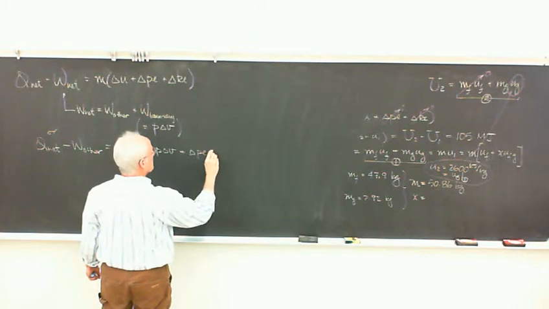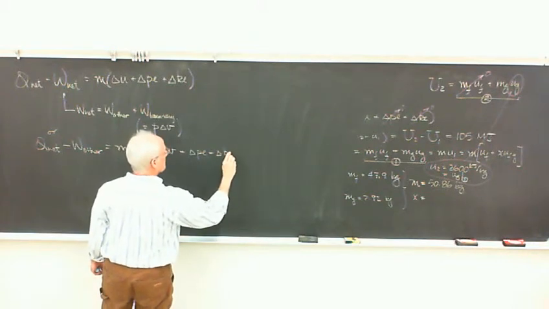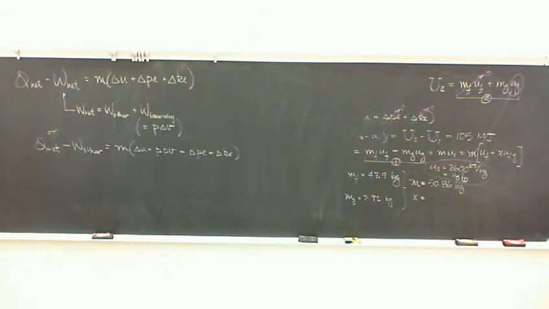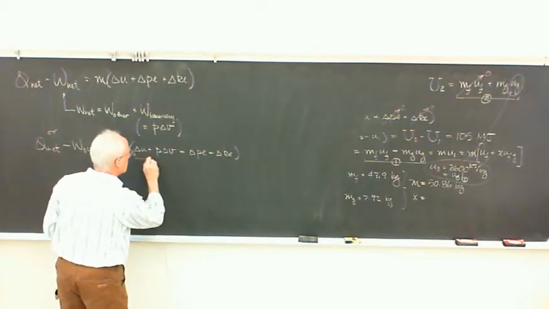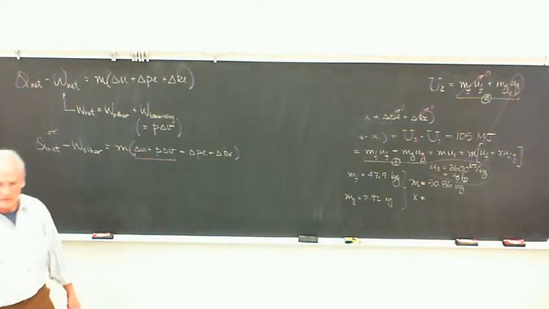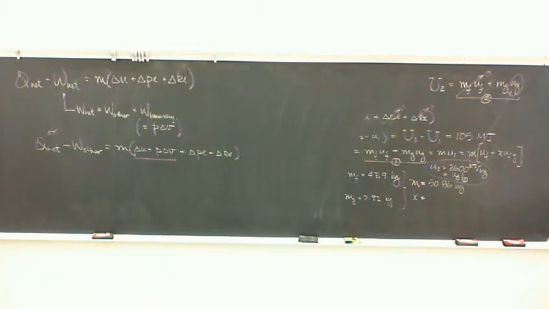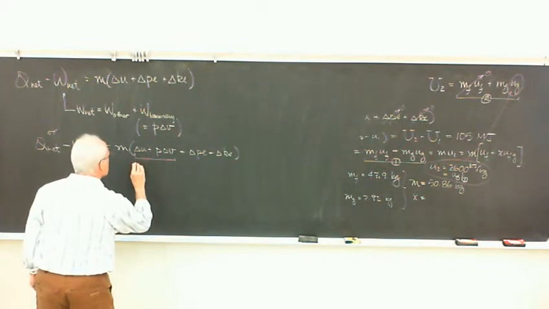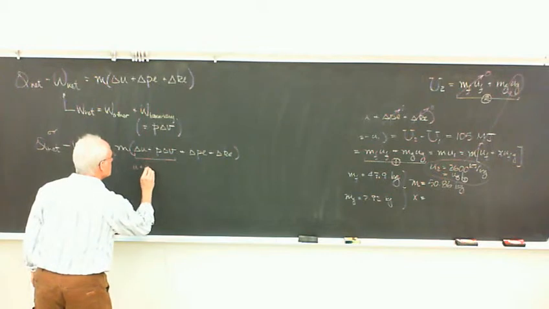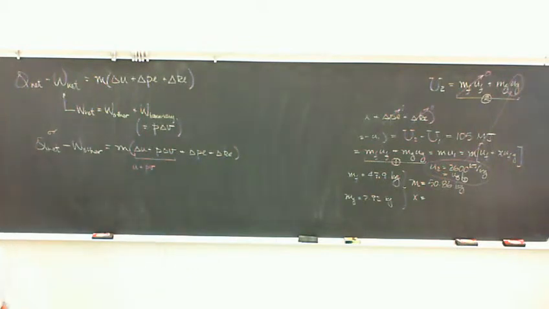That comes over to the other side. And again, if you remember, we had this combination U plus PV appearing time and time again. So we made a convenience definition of it.